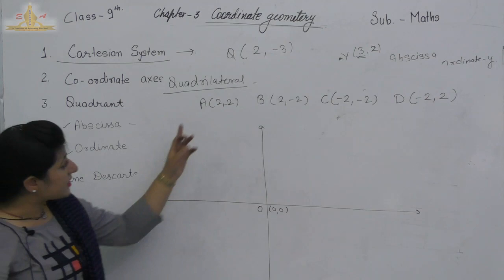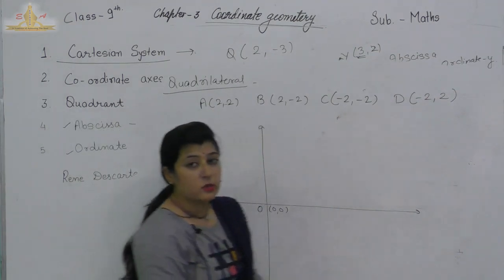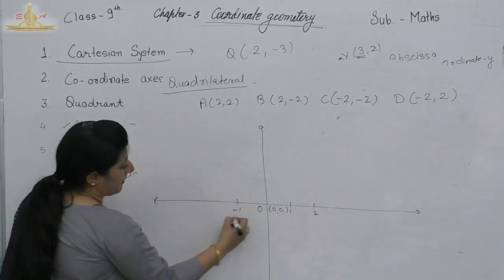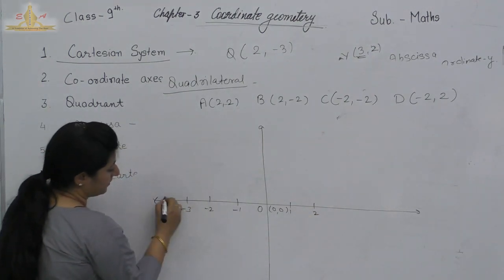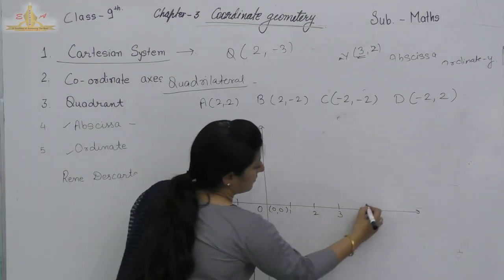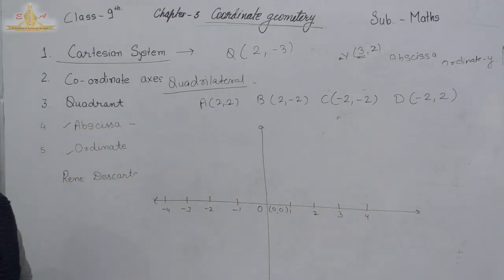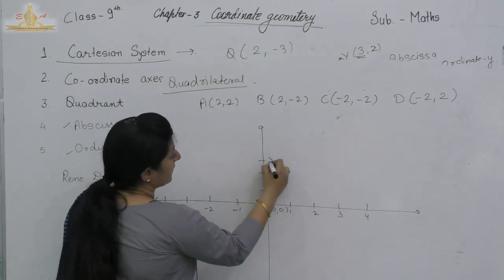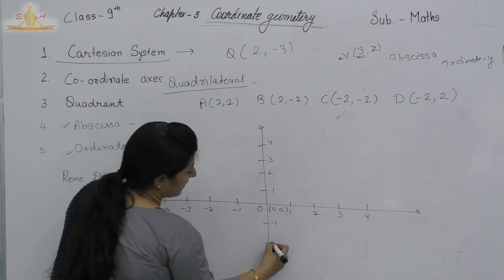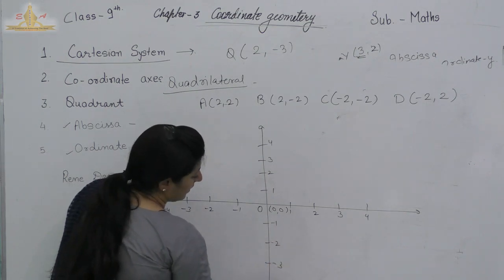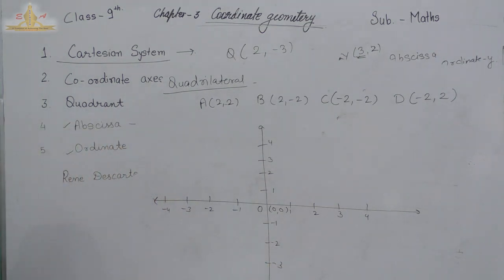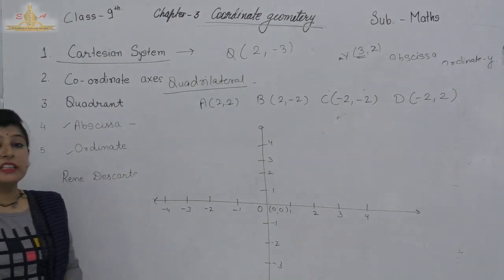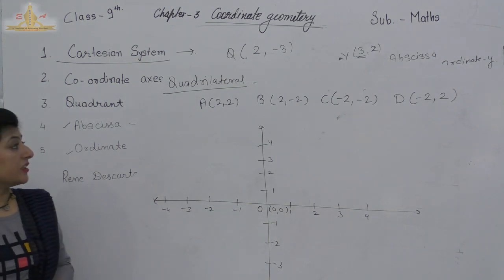Now on the x-axis 2, 2, minus 2, minus 2. It means 1, 2, minus 1, minus 2. Y-axis now see. 1, 2, 3, 4. Minus 1, minus 2, minus 3, minus 4. Our question is, tell which type of quadrilateral it is and find the area of this given figure.